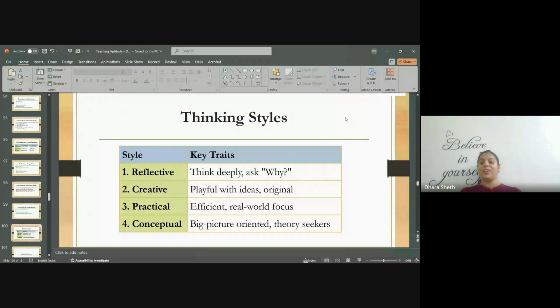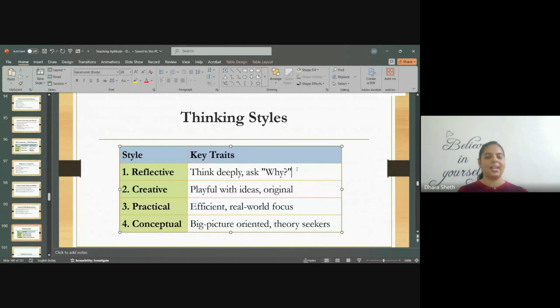Lastly, based on different thinking styles. Again, reflective, the word reflect is associated with deep thinking. The word affect is associated with emotion. Just remember that. Reflective, think deeply and ask why. Creative, they are playful with ideas. They are original. They try to see how we can make something new out of it. Practical people are efficient. They are real world focused.